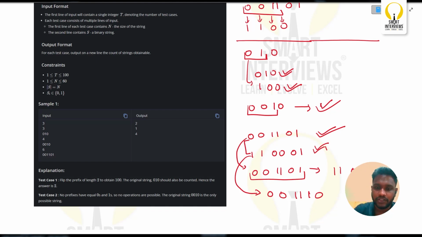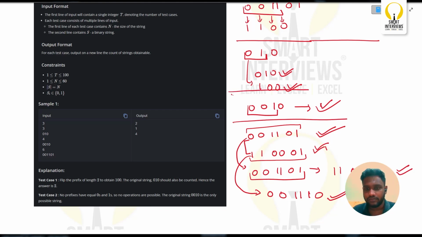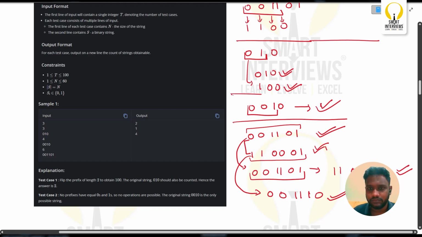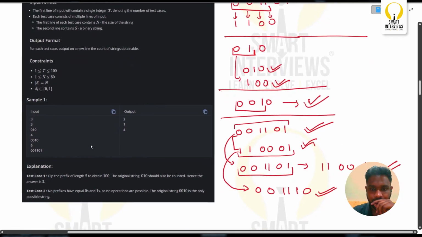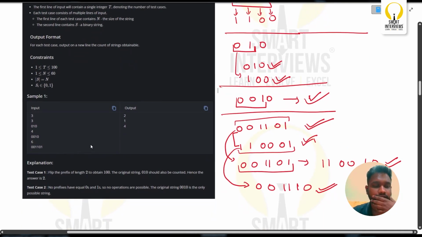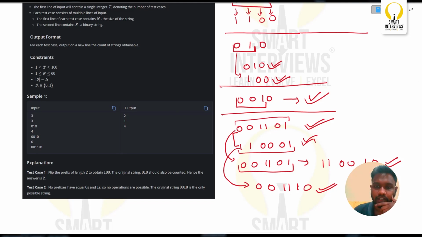Now from these two strings, again if I take prefix, we are going to get something like this. From that we can generate two new strings. So a total of four strings we are getting, so the output should be 4. Now we might be thinking about how to solve this, right? One small thing we try to do is, I flip this because these four are equal zeros and ones.